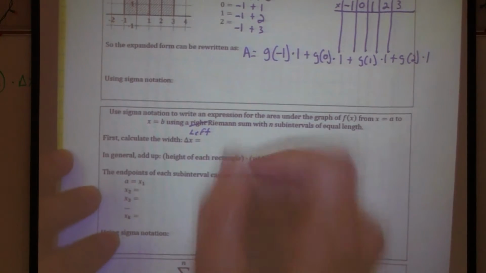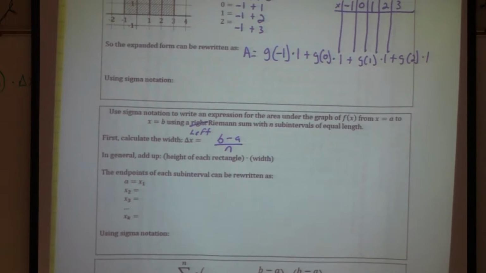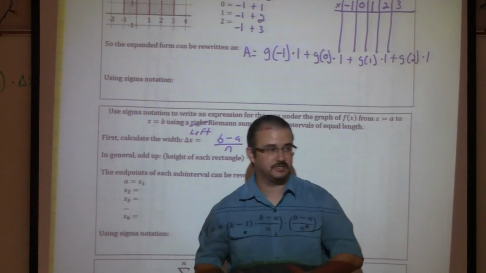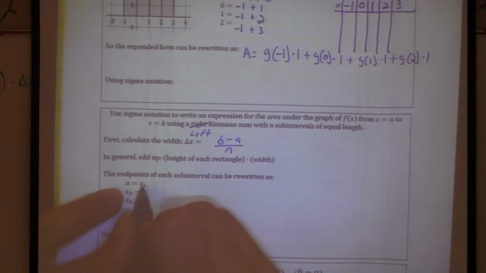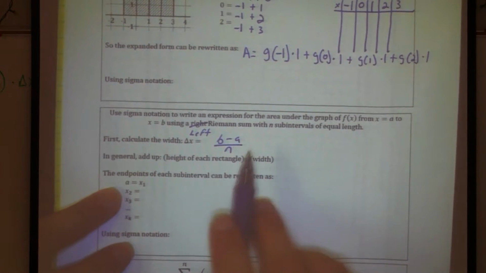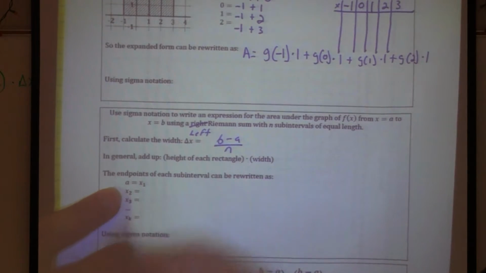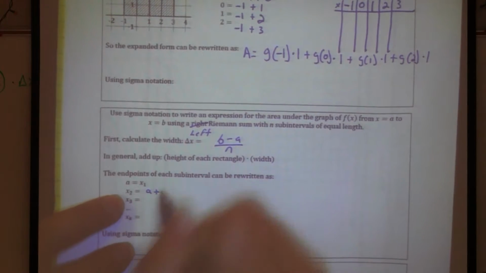So delta x, what was it again? b minus a over n. Okay. Now we need to be able to figure out the endpoints that we're going to use to plug into my function. I need to be able to do that because that's what's going to go in my formula. Right? So the first one we know is just the same as a. Whatever that endpoint was at the beginning is going to be my first left endpoint. Right? The second one is going to be a plus what?